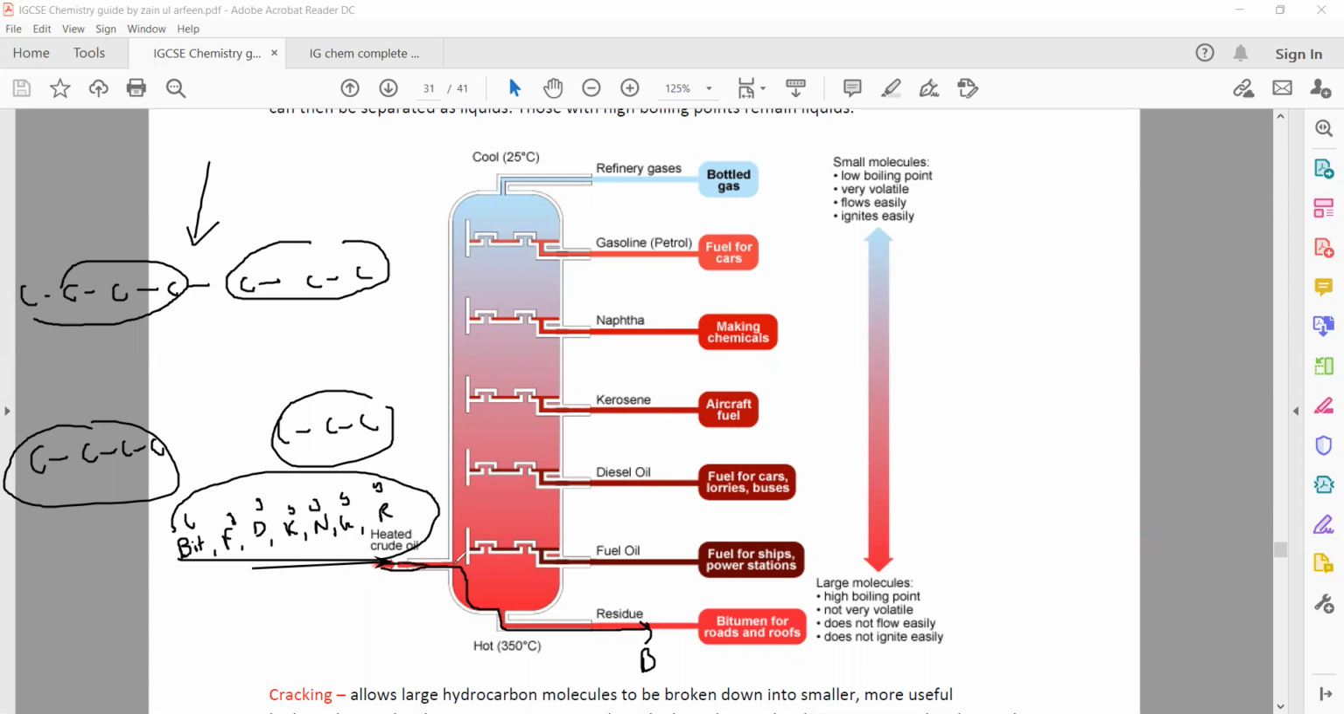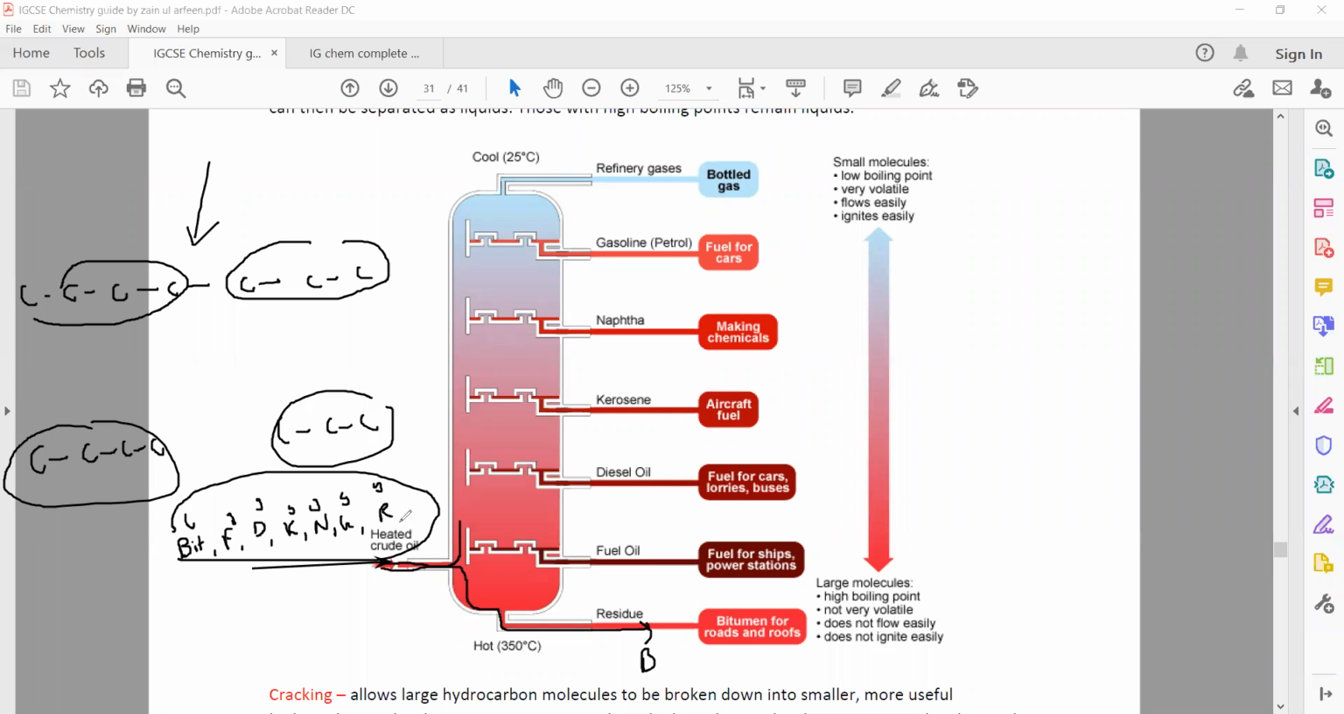Sir, before the crude oil enters, is all of it liquid? No, you mean before heating it? Yeah, before heating, before entering the column. Before entering the column, it is a mixture of liquid and gas. It contains dissolved gas, refinery gas, and it also has liquids. But when we supply heat energy, except bitumen, all of the fractions are in a gaseous state.